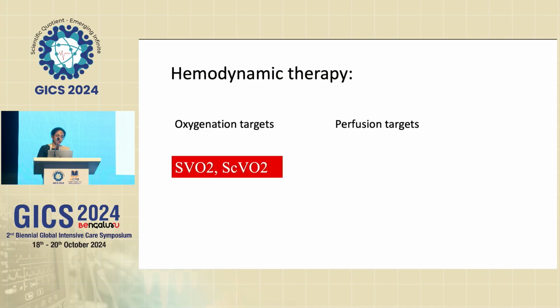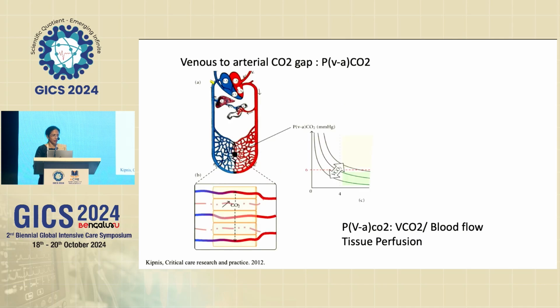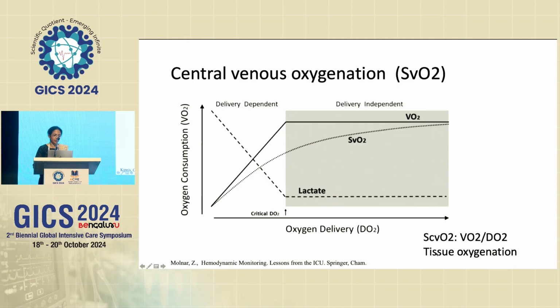So what is the target that we look for? For oxygenation, we can look at central venous oxygenation. For perfusion, the gap between the CO2, and a ratio of the difference of carbon dioxide and the oxygen can also tell you about dysoxia. So an increase in the venous CO2 levels due to anaerobic metabolism or a decrease in the blood flow can cause an increase in your venous to arterial carbon dioxide difference.